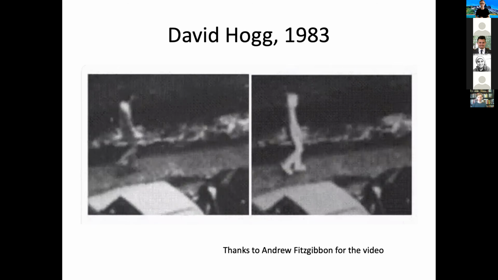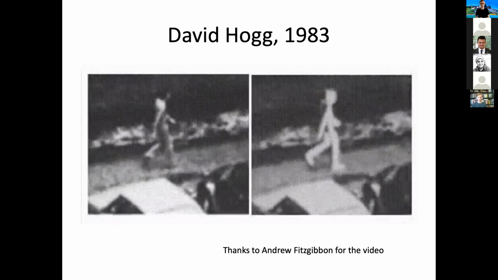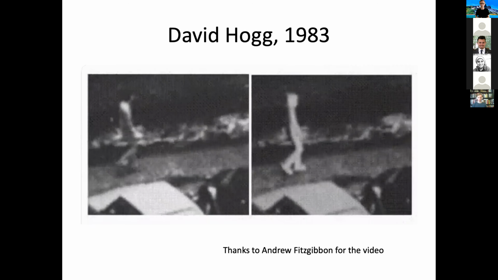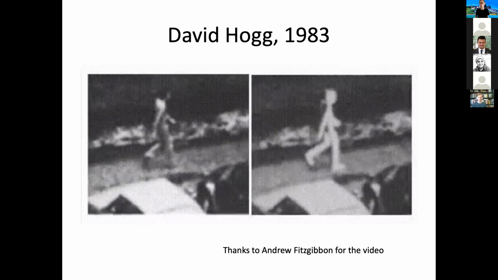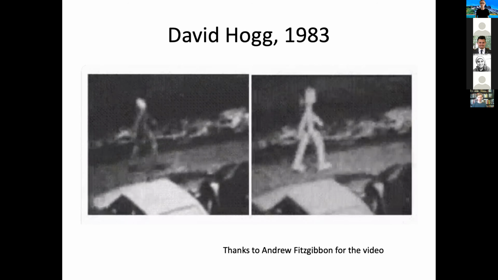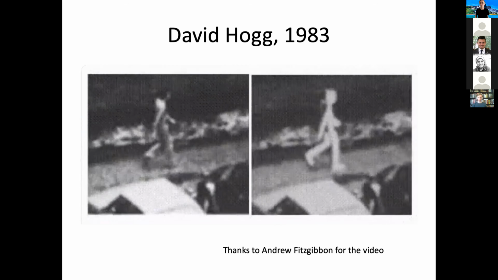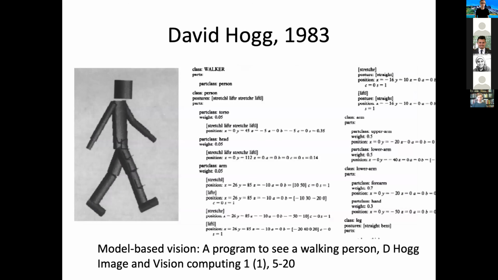So a monocular sequence, which Andrew Fitzgibbon managed to pull out of the paper and turn into a movie. But it shows you the very first work on using a 3D human body model to analyze a video sequence. And what would that 3D body model look like? Well, it looked like this.